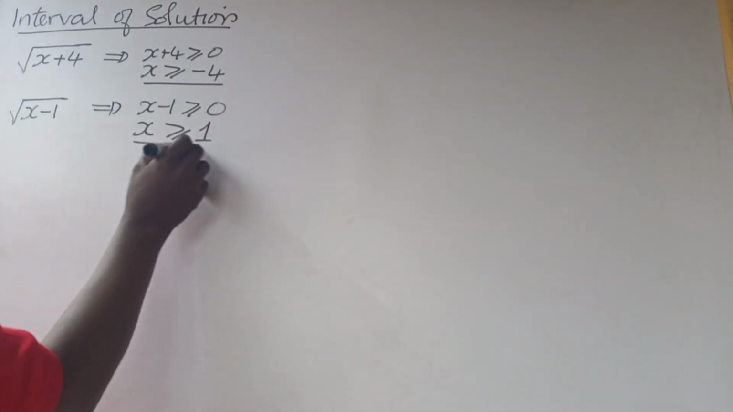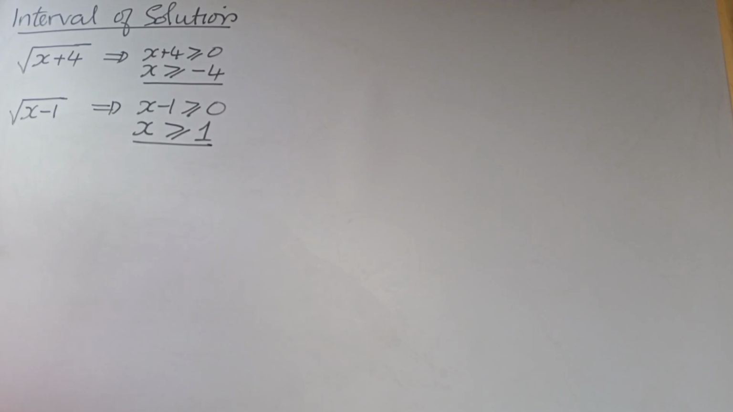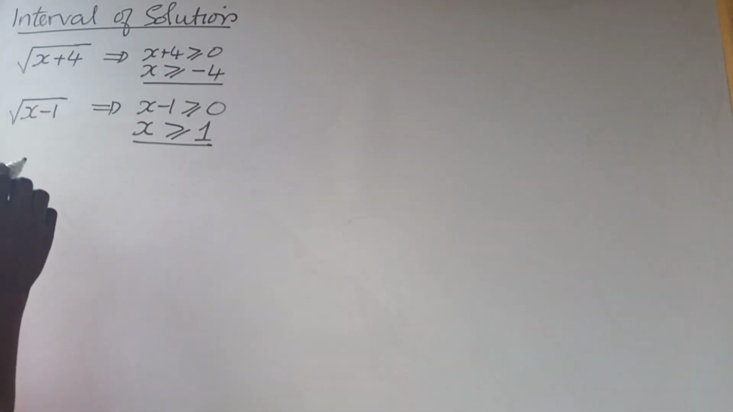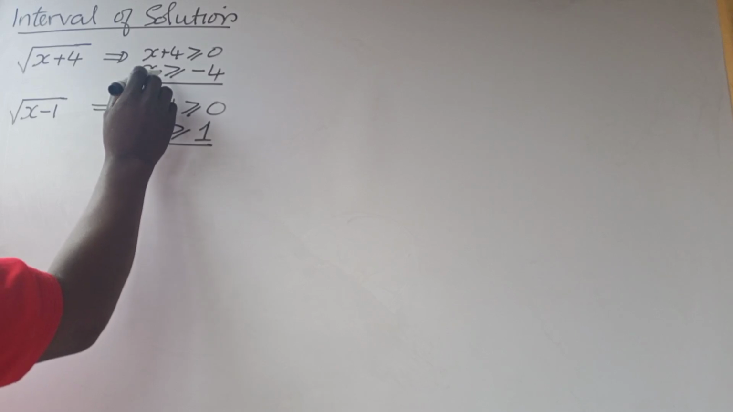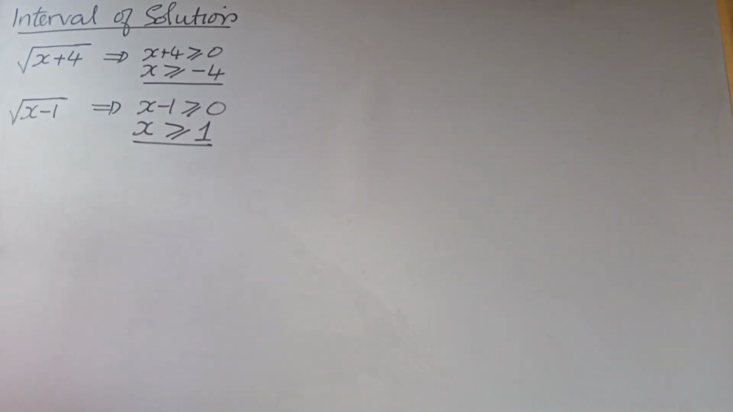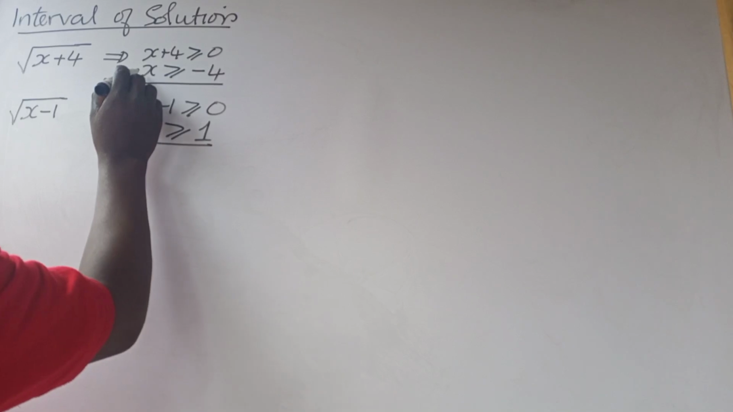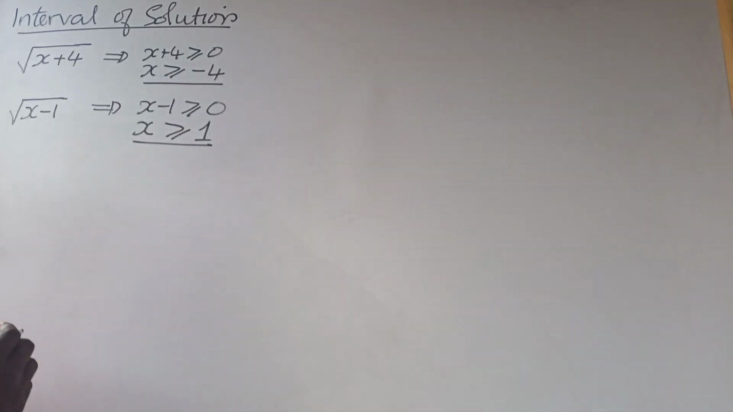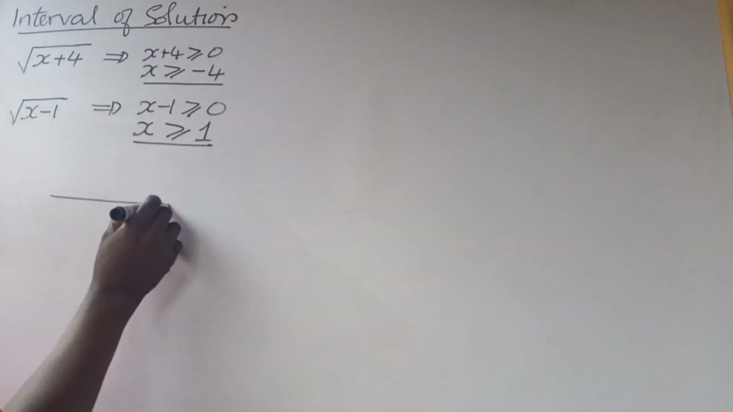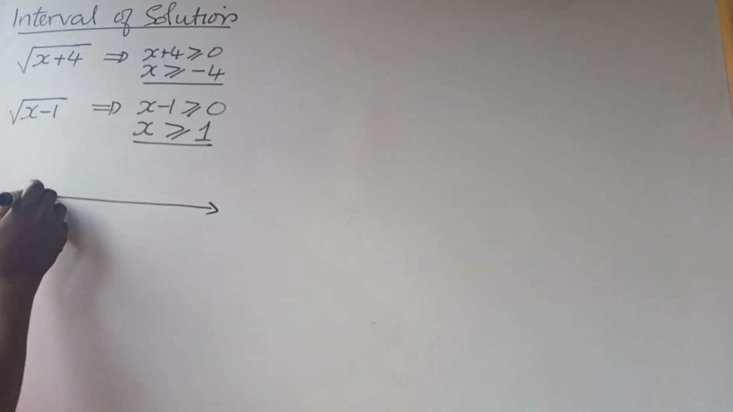Now, what is therefore our interval of solution? Our interval of solution will be those set of values of x that lie in the intersection of this set and this set. Those set of values of x that are here and are also here. How do we get that? We can work that out using number line, intersection of these solutions on the number line.